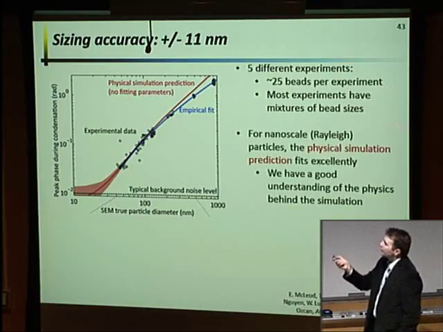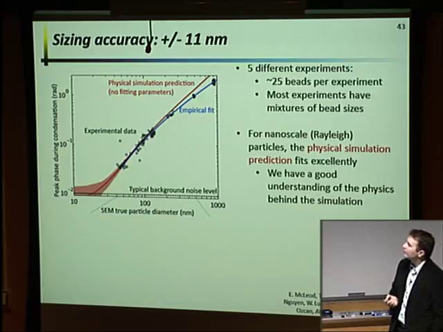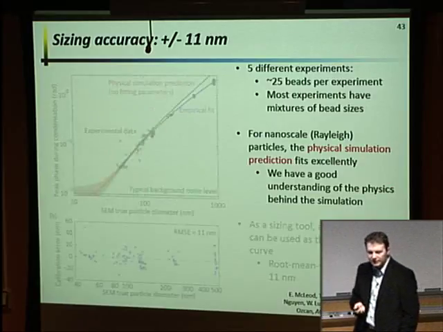So this is pretty much what I said. This is from 5 different experiments, about 25 beads per experiment. The physical simulation prediction fits extremely well, so we have a good understanding of the physics behind the simulation.